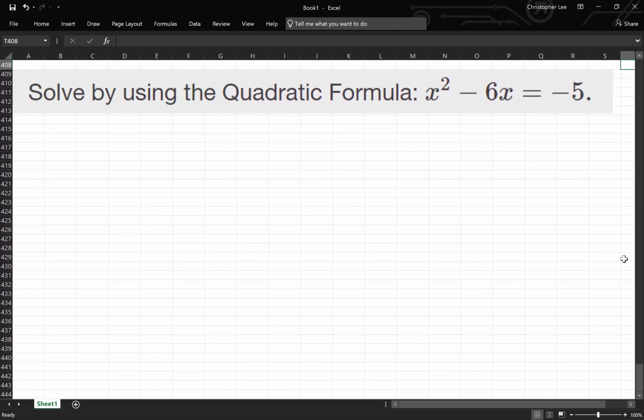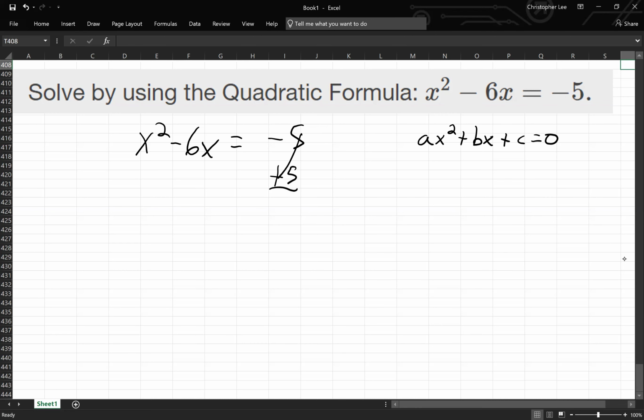All right, let's try this out. I want to solve this quadratic by using the quadratic formula. I have x squared minus 6x is equal to -5. The problem is this is not in standard form. Remember, standard form is ax squared plus bx plus c is equal to 0. So I have to move this 5 over. I'm going to add 5 over here. What I do to one side, I must do to the other.